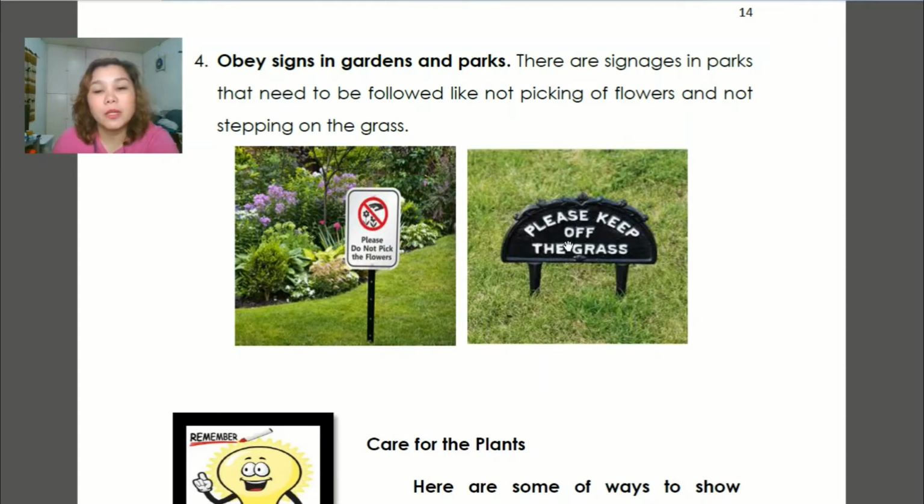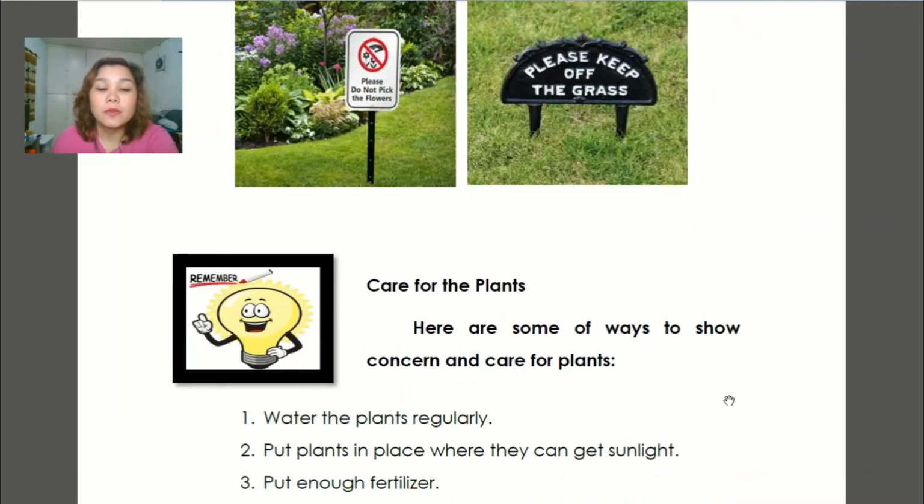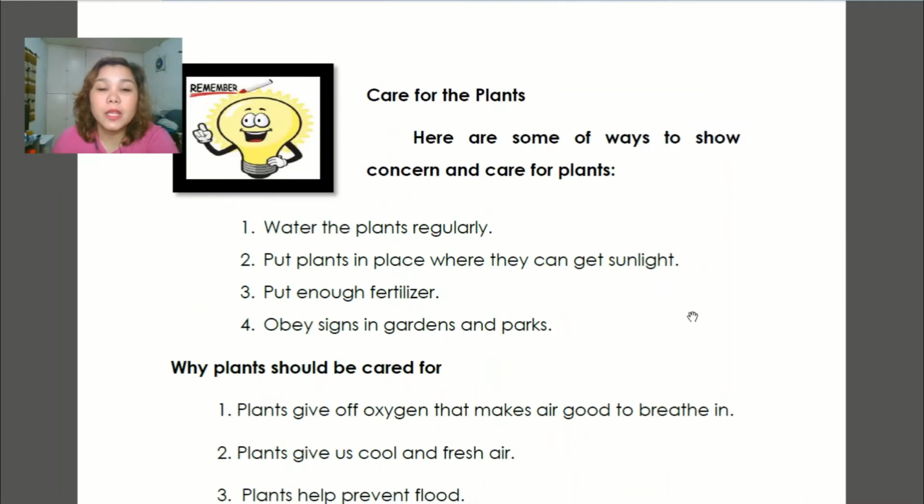And then another one, please keep off the grass, or else they won't grow healthy. Okay, so remember, care for the plants. Here are some ways to show concern and care for plants. These were mentioned: water the plants regularly, put plants in a place where they can get sunlight, put enough fertilizer, obey signs in gardens and parks.